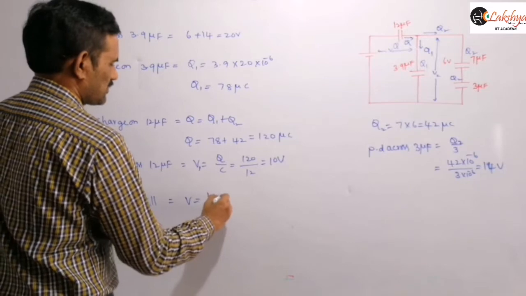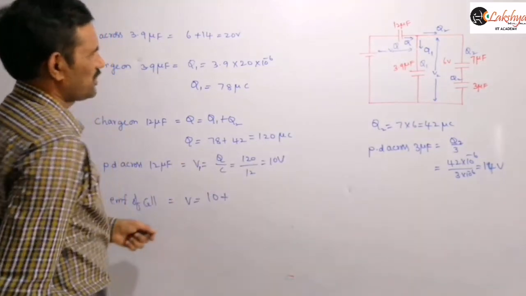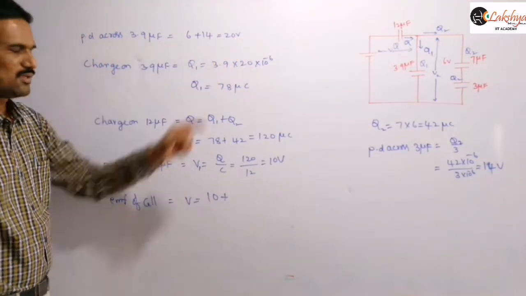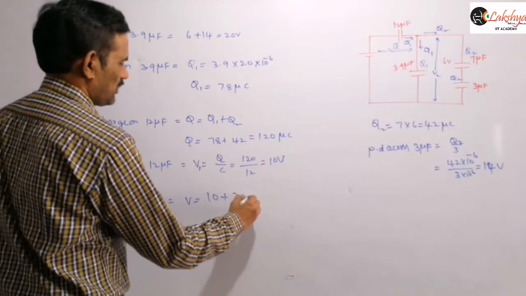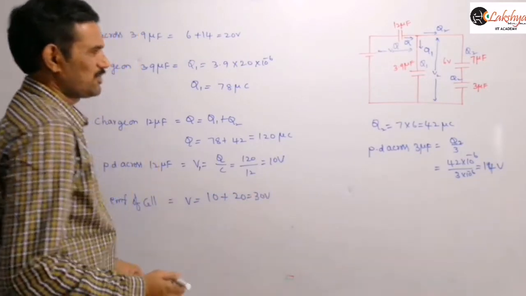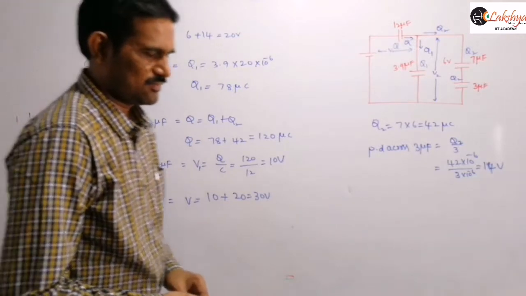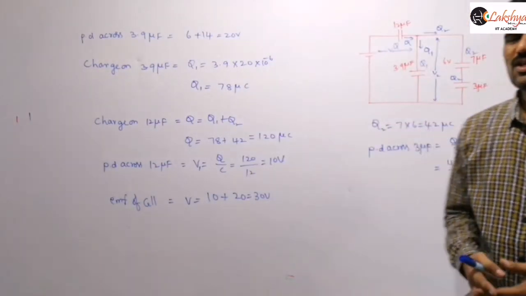That means 10 plus the potential difference across that combination, which we calculated already, that is 20. So then it is 20. So the total EMF of the cell will be 30 volts, right? Got it? Potential difference across that.